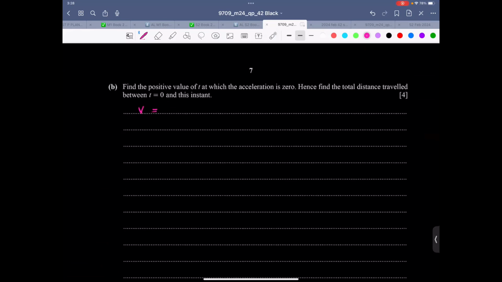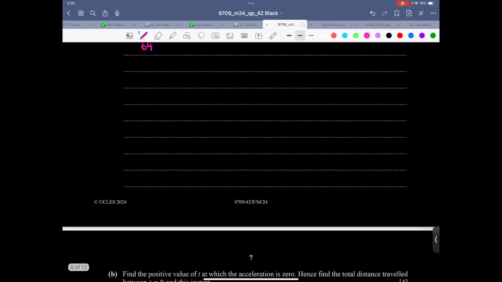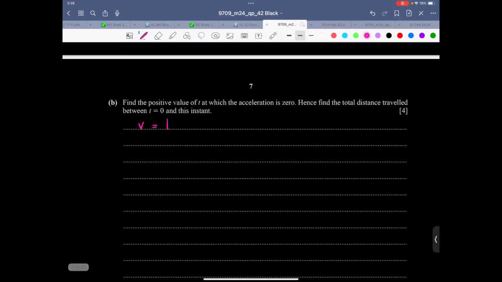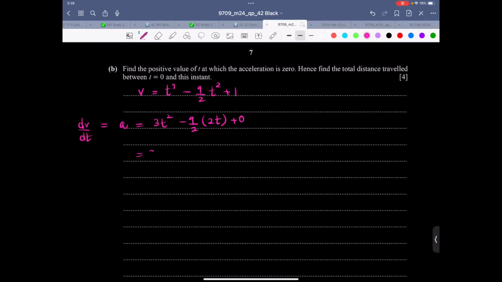So we have v equals t cube minus 9 over 2 t square plus 1. Therefore, acceleration is dv by dt. That equals 3t square minus 9 over 2 t square becomes 2t, 1 becomes 0. So this is 3t squared minus 9t, which can be written as 3t common, t minus 3. This is the acceleration equation.